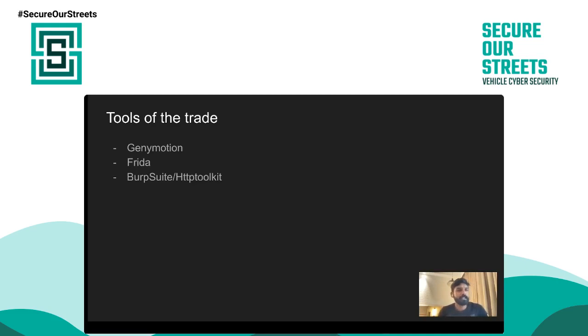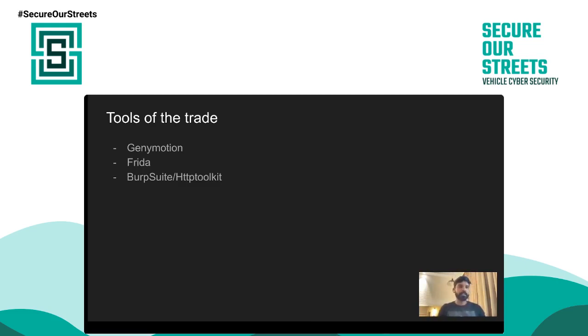Then comes Frida. Frida is a dynamic JavaScript injector tool. For example, if you want to change some particular client-side code of an Android application, you could use Frida to dynamically inject the code and run it. You could see the result there. So that's how Frida works. Then comes Burp Suite or HTTP Toolkit. These are the proxy tools to analyze the traffic.